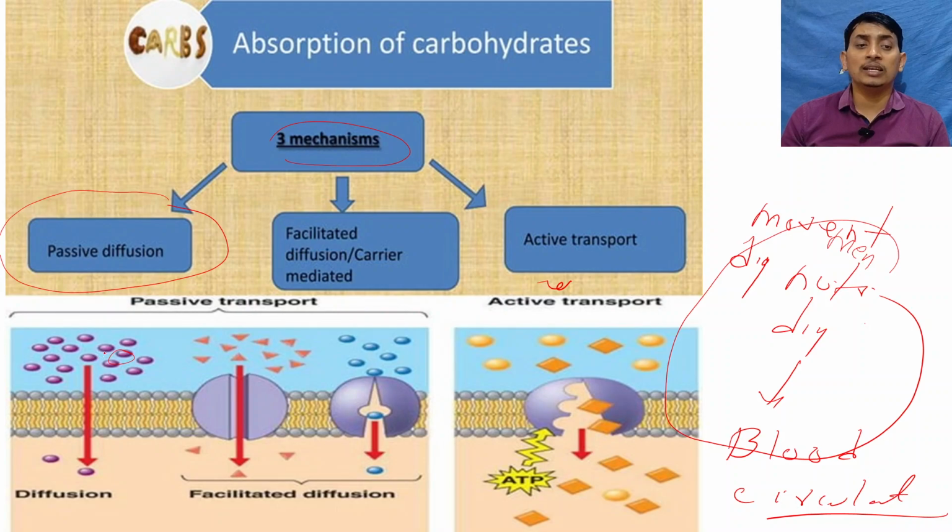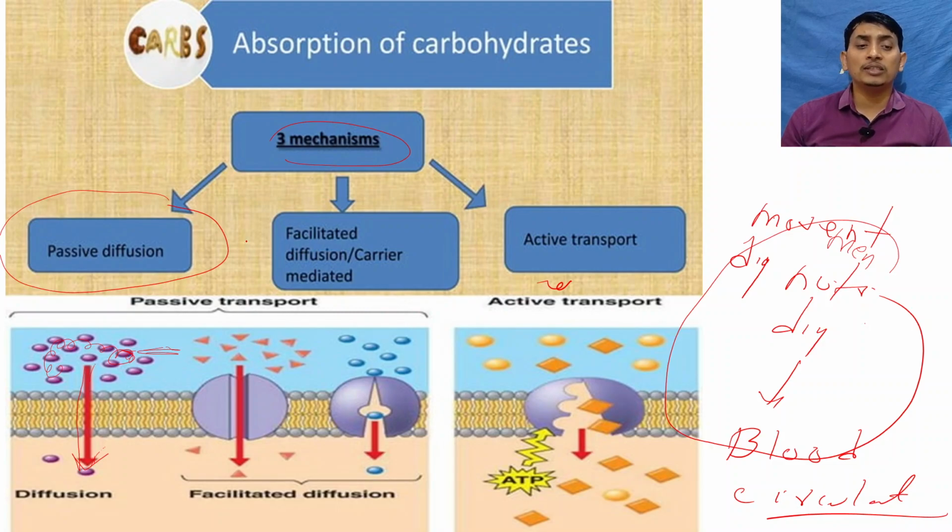Just see, this is called the intestinal wall lumen, and this is called the blood circulation, which is mainly found in the submucosal layer. Their concentration of glucose or monosaccharide is higher. Now it is mainly moving from our intestinal lumen to the blood circulation. So this is called passive diffusion, which does not require any energy or carrier transport.